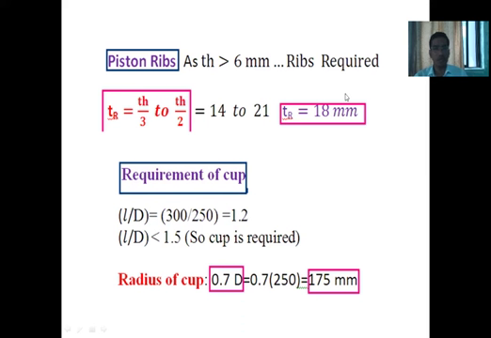Then the requirement of cup. The L by D ratio we calculated is 1.2, which is less than 1.5. So a cup is required. The radius of the cup is always equal to 0.7 D. Therefore, a 175 mm radius cup is used while designing the piston ring or cup for the piston.